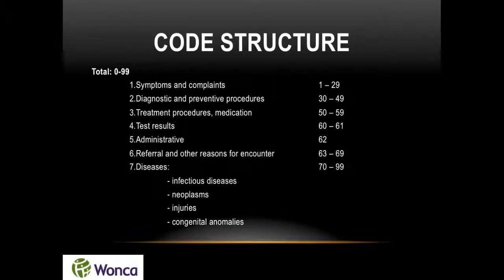This is a more specific presentation of the 7 components. First is symptoms and complaints, which are 1 to 29. Second is diagnostic and preventive procedures, 30 to 49. Treatment procedures or medication, 50 to 59. Test results, 60 to 61. Administrative, 62. Referral and other reasons for encounter, 63 to 69. And for the last, diseases, 70 to 99.